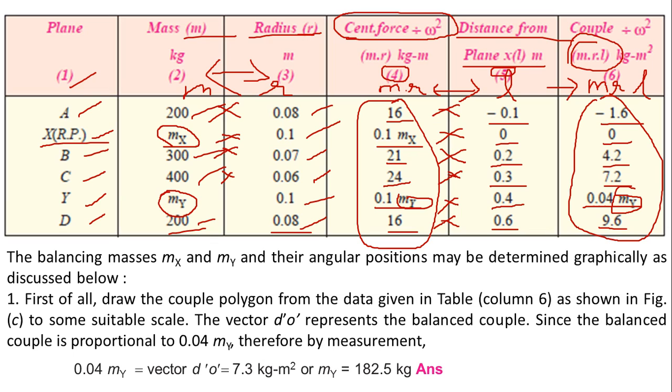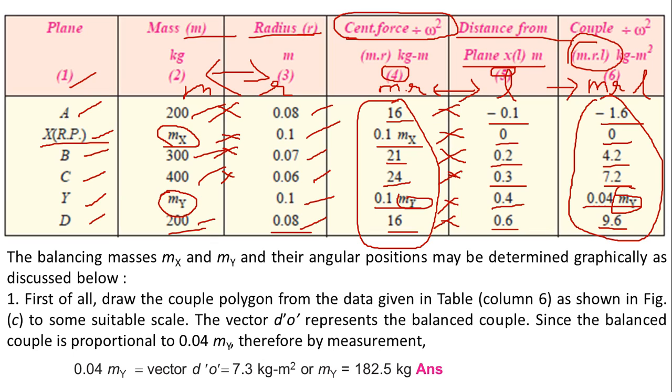Okay, so now we'll discuss how to draw the couple polygon. The balancing masses mx and my and their angular positions will be determined graphically. So you have to use the graphical method only for this. So first step, you have to draw the couple polygon with these values. Okay, so column number 6. Take a suitable scale to take this 1.6, 4.72, 7.2, 9.6 and all. So take a suitable scale according to that.